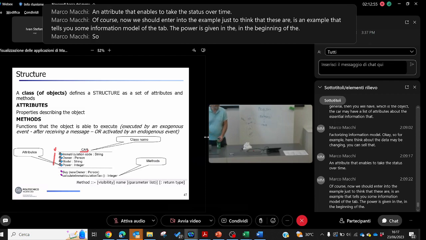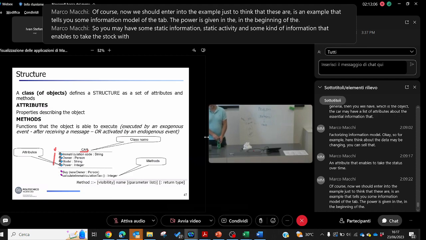So the model as well. You may have some static information, static attributes, and some dynamic information that enables tracking the status that can be changed. Okay? This is just to reinforce a little bit in answering your question.